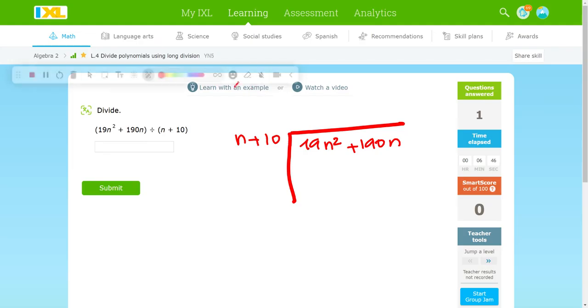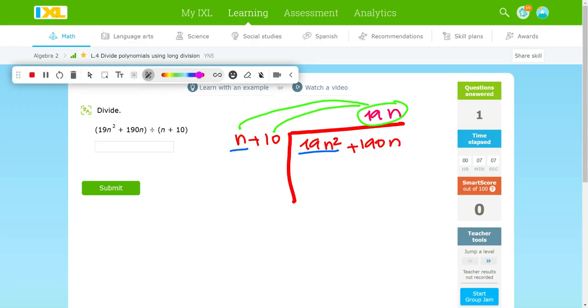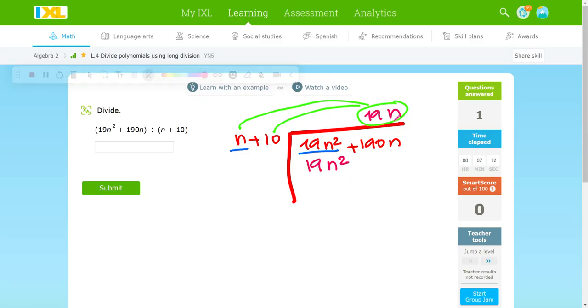Okay, so first I would take 19n squared divided by n. Pay attention up here, you guys. It should come out at 19n. Now I take 19n and I multiply with n and multiply with 10. So 19n times n becomes 19n squared. 19n times 10 is 190n. Okay, so now I subtract.